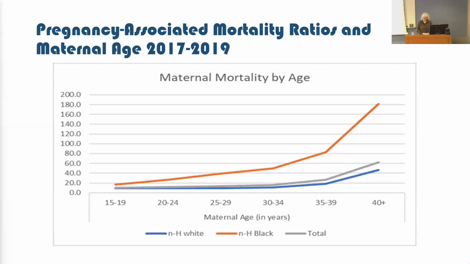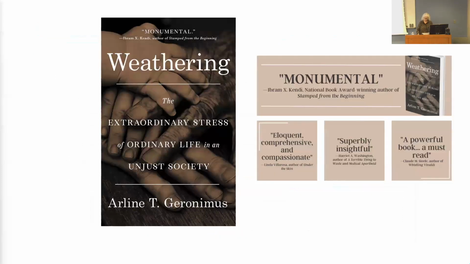If any of you might be interested in a deeper dive into weathering, in addition to the scientific papers I've published, there's a more broadly accessible book, Weathering: The Extraordinary Stress of Ordinary Life in an Unjust Society. It's won some critical acclaim and awards, including being one of 10 winners globally in the social sciences and humanities as a Falling Walls Science Breakthrough of the Year in 2023.